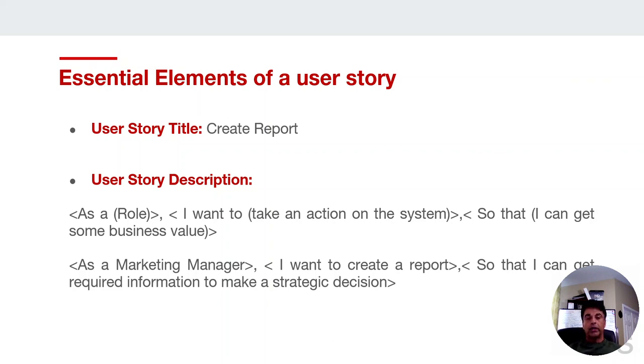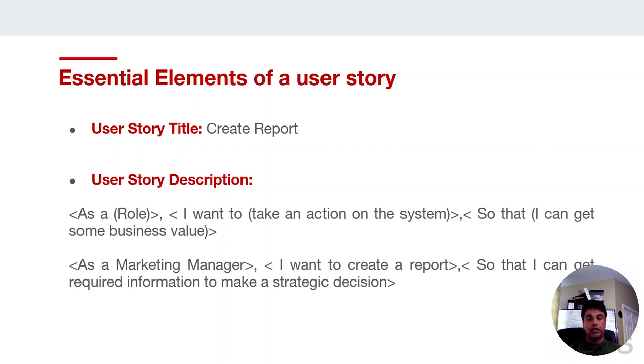Then we talk about the story description. It has got three parts to it. First is: as a role, I want to take an action on the system. That's the second part. So that I can get some business value. That's the third part. Right? So first part is the role. Second part is the action we take on the system. And the third part is the business value or benefit that we are getting from taking that action.